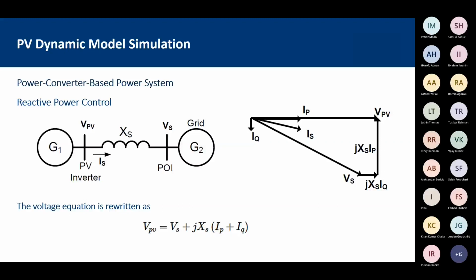So this IS is limited because of the maximum current carrying capability. Similarly, the maximum terminal voltage, which is VPV, is also limited because of the maximum voltage of the power converter. So that's where we have these thresholds for our inverter-based systems. When we do our dynamic modeling, we need to define those thresholds, like how much over voltage we can tolerate in our system and how much under voltage can be tolerated.